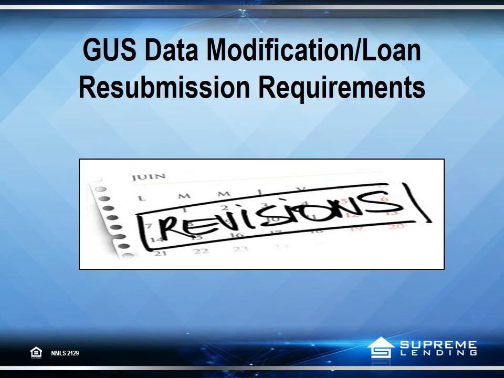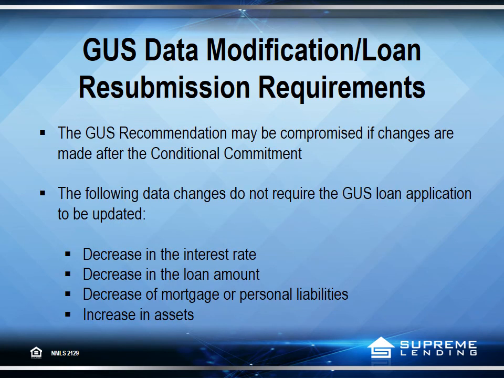Now we'll take a look at GUS data modification and loan resubmission requirements. The GUS recommendation may be compromised if changes are made after the conditional commitment. The following data changes do not require the GUS loan application to be updated: a decrease in the interest rate, a decrease in the loan amount, decrease of mortgage or personal liabilities, or an increase in assets.